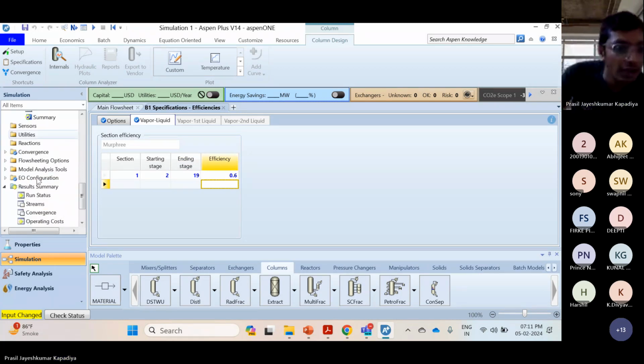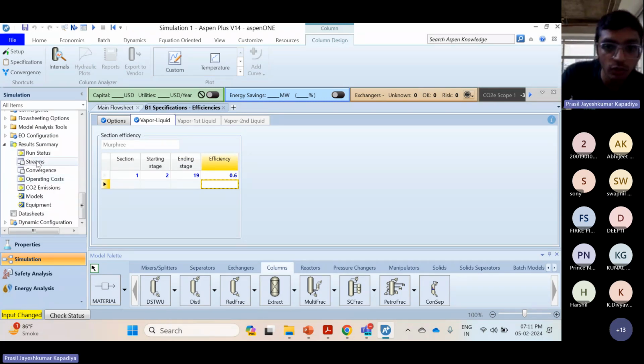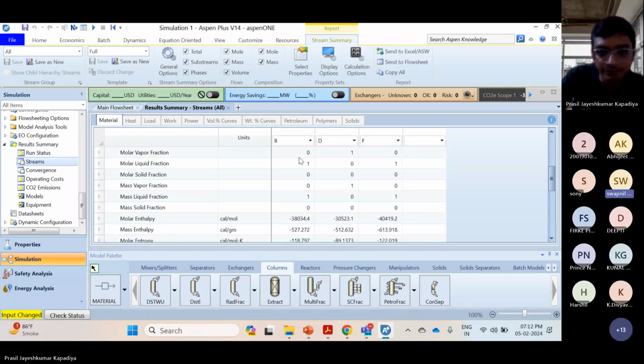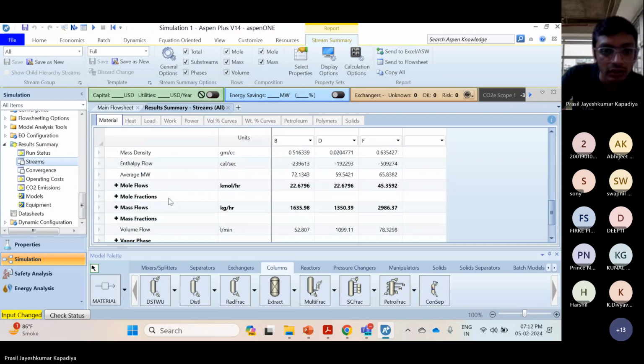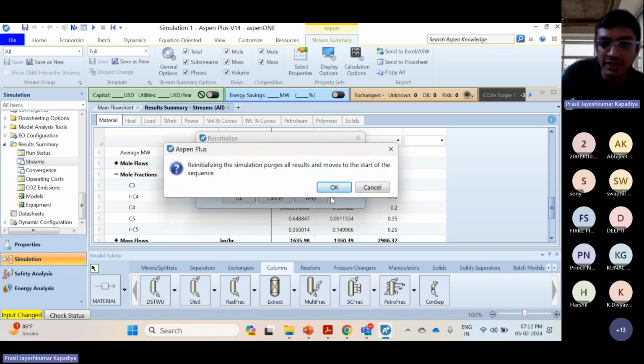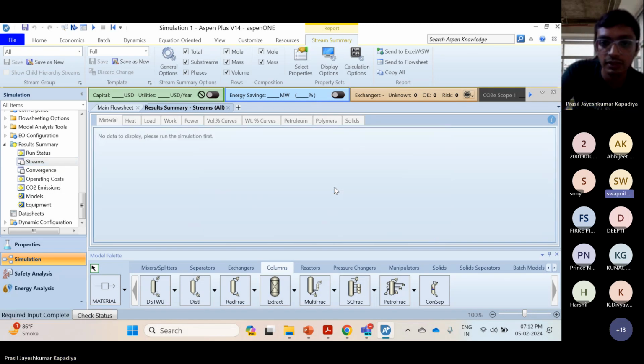Okay. Let's see first what were the original results. We were getting 64.8% pentane from bottom and 39.9% butane from top. Now let's change the efficiency and see what happens.